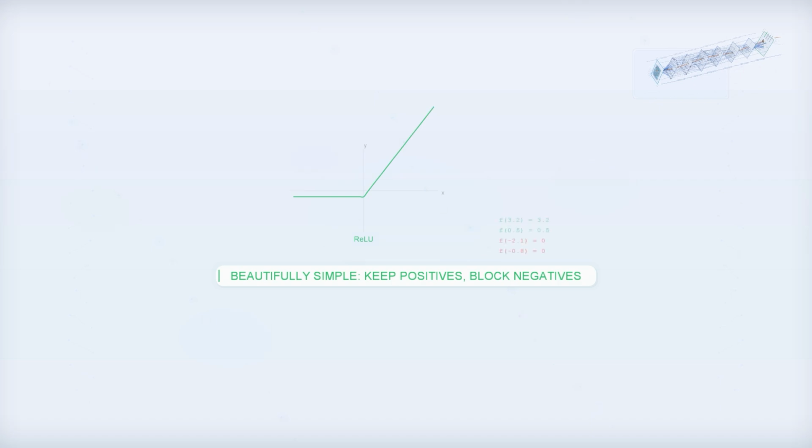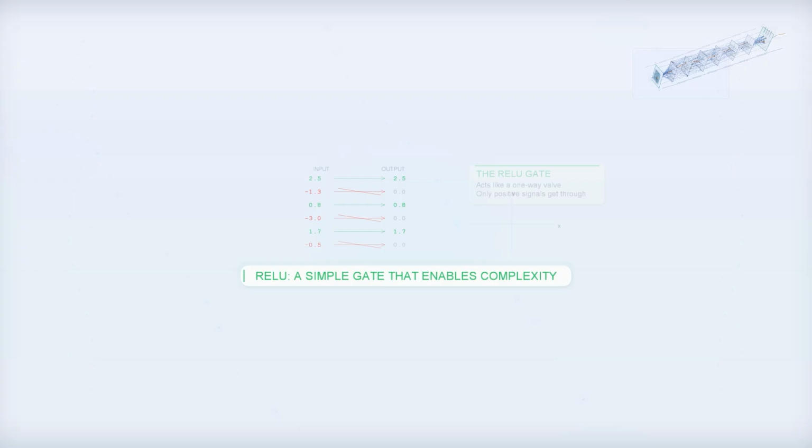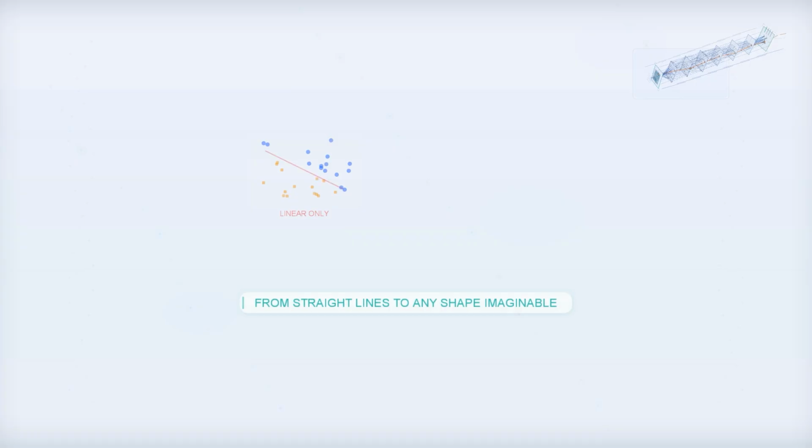Its rule is beautifully simple. Keep positives, zero out negatives. If the signal is positive, it passes through unchanged. If negative, it's blocked, set to zero, gone. This simple rule gives the network incredible power. It introduces nonlinearity, the ability to learn any curve.